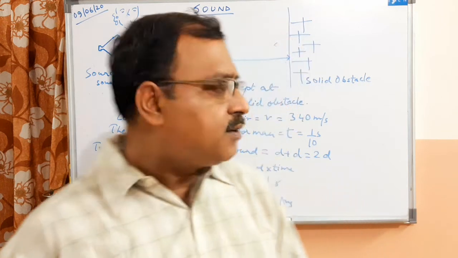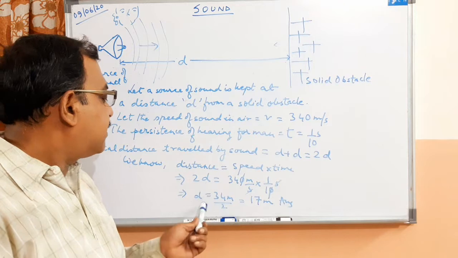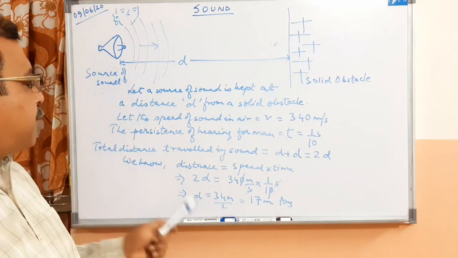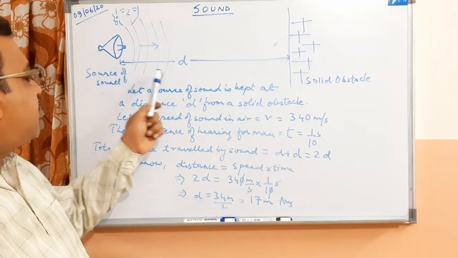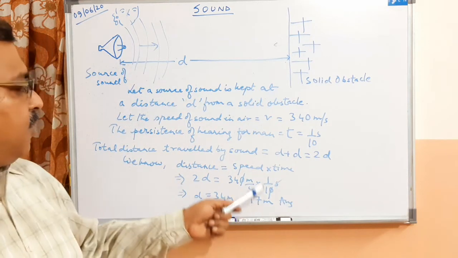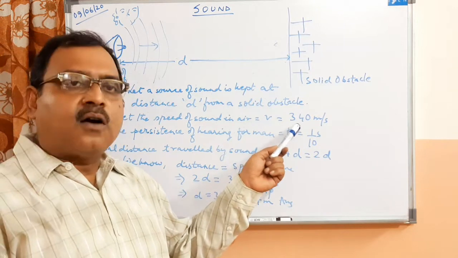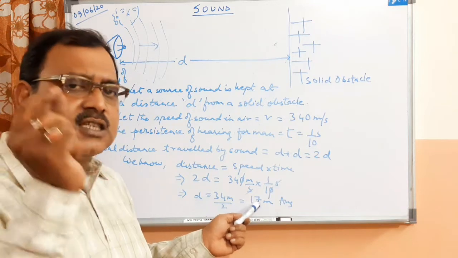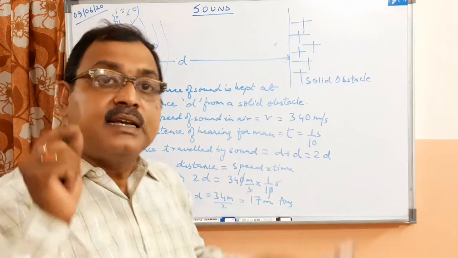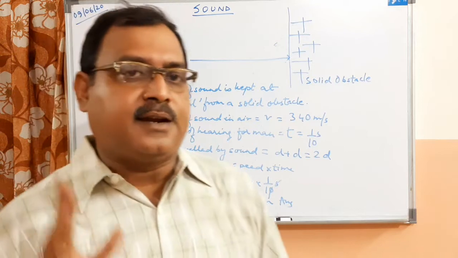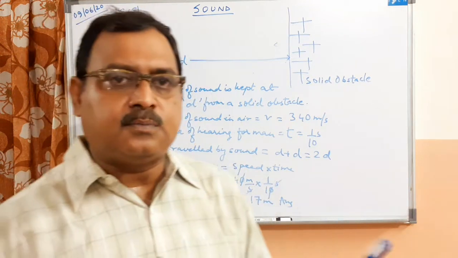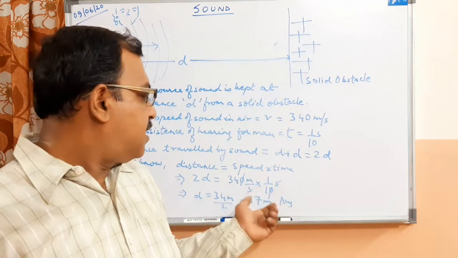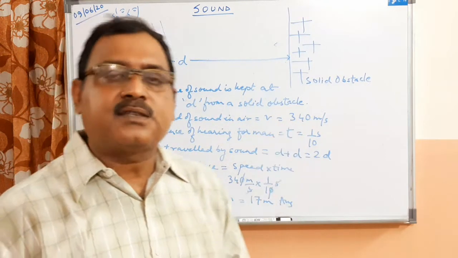So, understood, children? In this way, we get the minimum distance required for echo to be produced is 17 meter when speed of sound is 340 meter per second, or it can be 16.5 meter in place of 17 meter if the speed of sound is taken as 330 meter per second. But it will generally vary between 16.5 meter and 17 meter. Just for making your calculation easy, I have taken 340 meter per second.